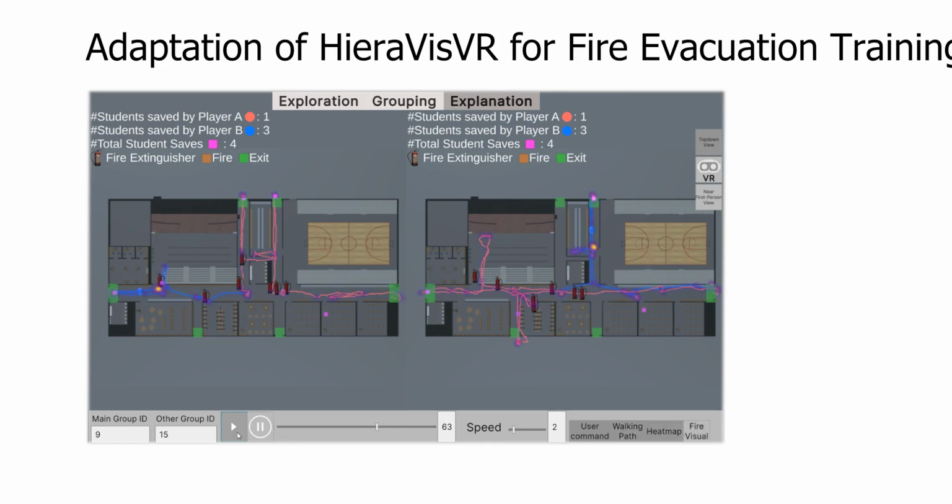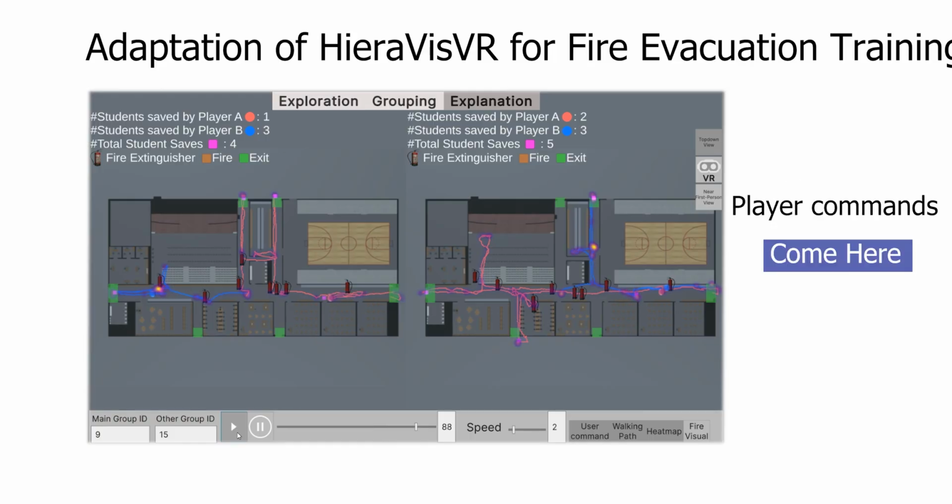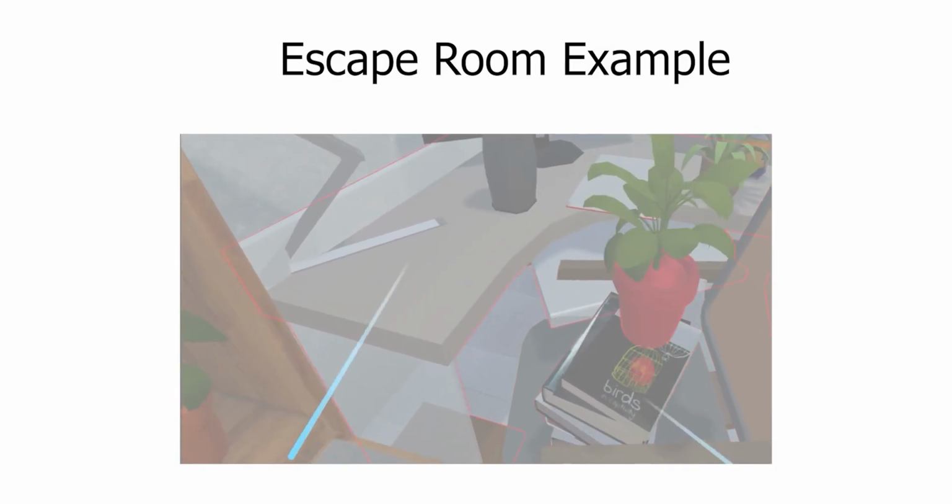Custom annotations are implemented in this application. For example, fire extinguishers appear when volunteers first encounter a fire, and commands are shown as volunteers instruct virtual students to follow. The second example is the escape room game.